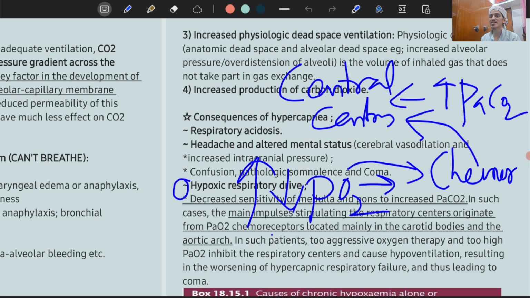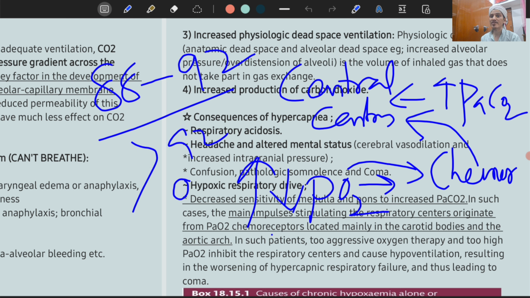That's why in chronic respiratory failure patients we don't give much oxygen. We target an oxygen saturation of between 88 to 92%. That is safe oxygen for these patients. If you go above 92%, the respiratory failure becomes worse. The reason for that is this one.